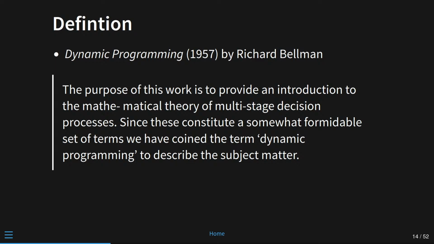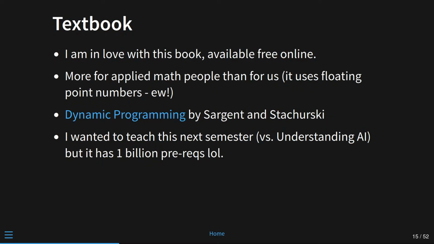So you have a multi-stage decision process where you're deciding something like letter routing for the United States Postal Service, right? Since these constitute a somewhat formidable set of terms, we have coined the term dynamic programming to describe the subject matter. So it's sort of like there were these problems we were solving. Some of them seemed related, some of them not. We just called the whole thing dynamic programming and moved on with it.